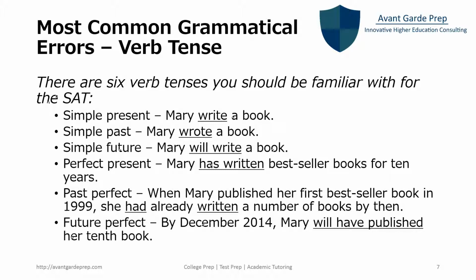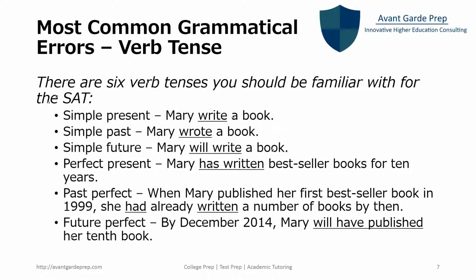The simple present, Mary writes a book. Typo there, should be an S. Simple past, Mary wrote a book. Simple future, Mary will write a book. We're all pretty familiar with these verb tenses. Present perfect, you speak it all the time, but you might not know it as that title.